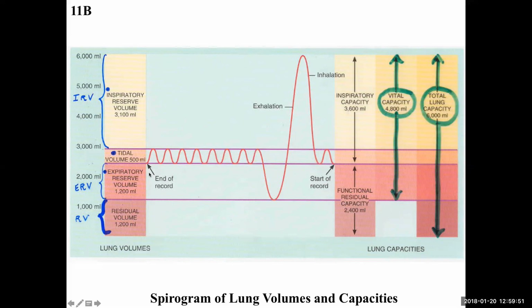Then we have the inspiratory reserve volume. In other words, the amount of air taken in over and above the tidal volume.